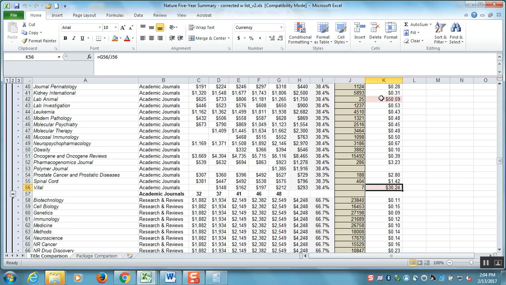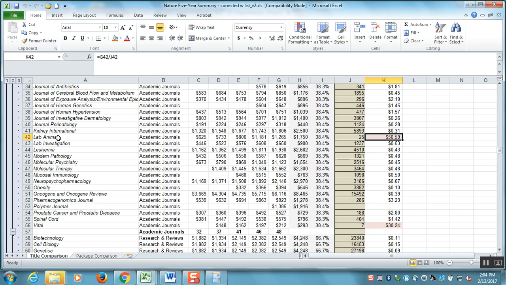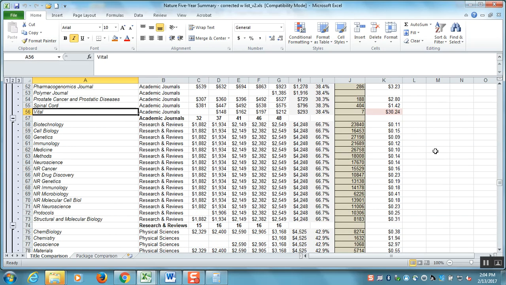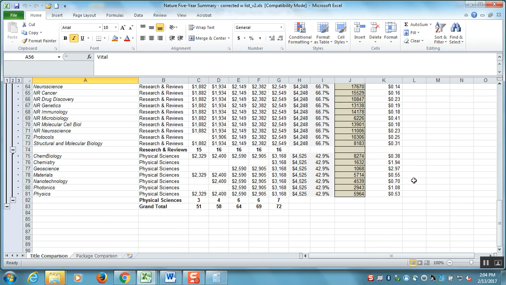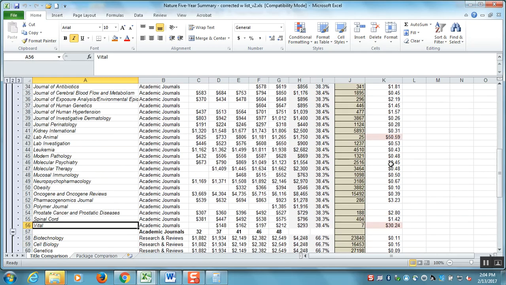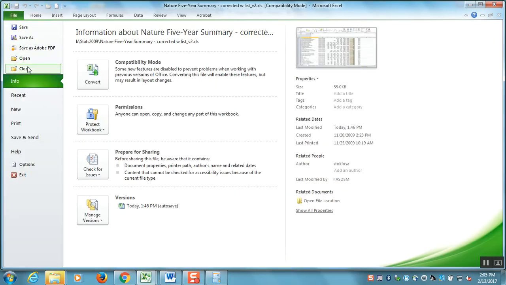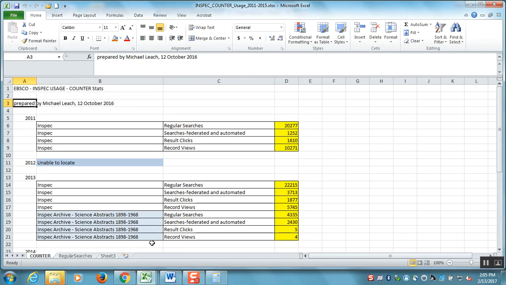There's 130. And I've highlighted these because their cost per download, or cost per use, is higher than our interlibrary loan costs. So these would be candidates for cancellations. These two titles here, Lab Animals and Vital, are way too high compared to many of the others, which are all very reasonable costs per use. So this is an example of taking the journal report, getting all the information, adding in our own data for costs that we pay for, and then determining the cost per use, and looking at that data to see if there may be titles that we're not getting our full benefit out of. So I'll close that one. Don't need to save that right now.